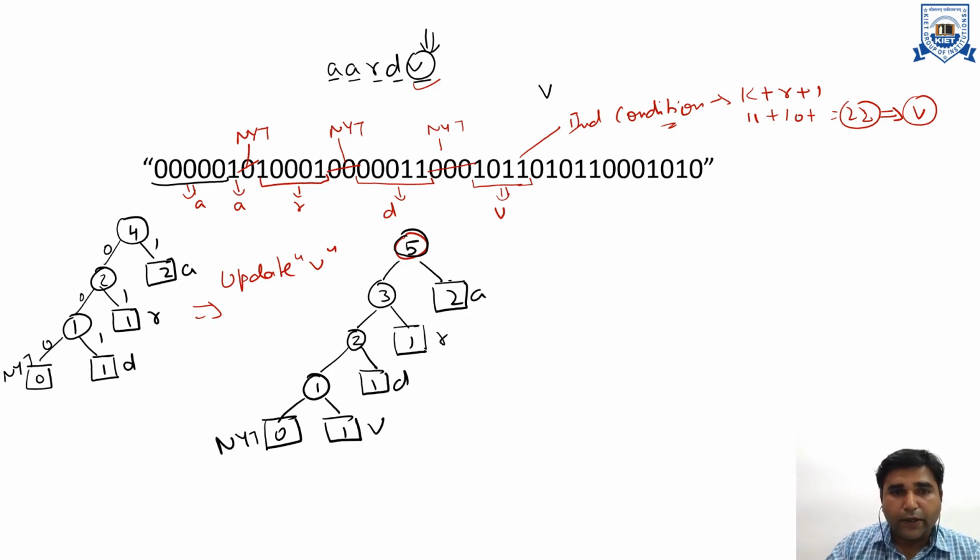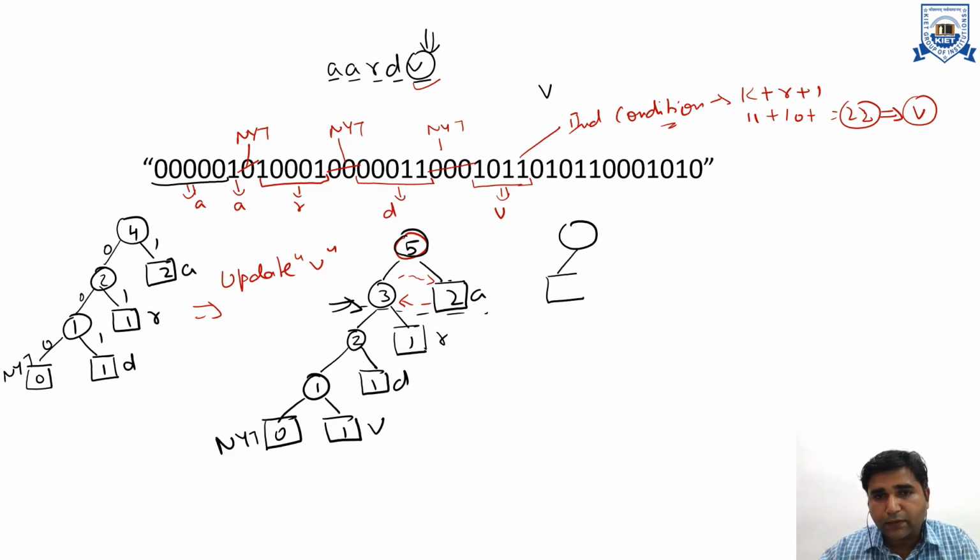Now at this level the condition is not satisfied because the weight of the left child is greater than the right, but actually the weight of the left child should be less than or equal to the right child. So what we have to do is shuffle our tree at this particular level. After shuffling we get the tree like this.